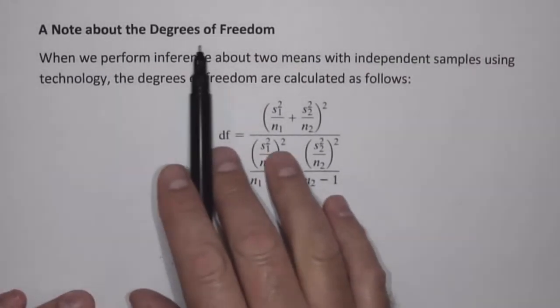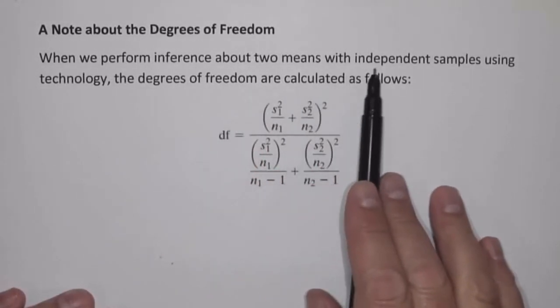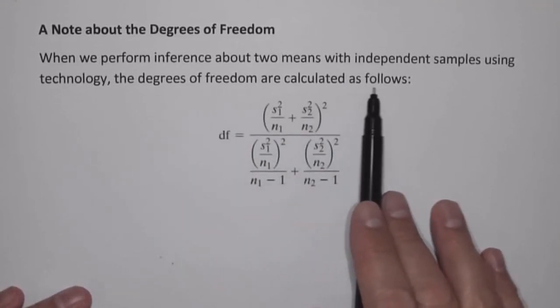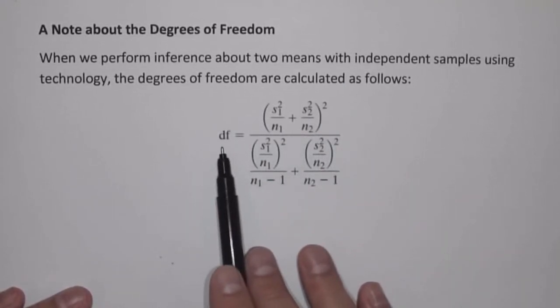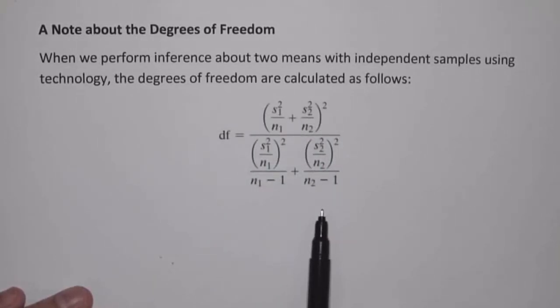So here we have a note about degrees of freedom. When we perform inference about two means with independent samples using technology, the degrees of freedom are calculated as follows. So the degrees of freedom with our calculator, and for that matter with StatCrunch or any other technology, is going to use this much more complicated formula.